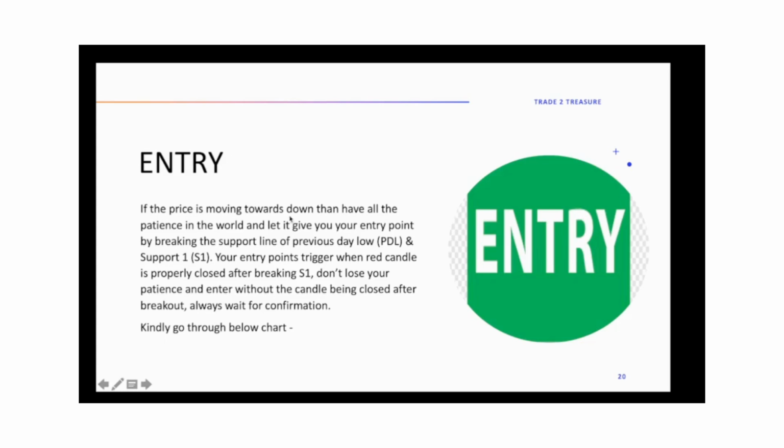If the price is moving towards down, then have all the patience in the world and let it give you your entry point by breaking the support line of previous day low and support 1. Your entry points trigger when red candle is properly closed after breaking S1. Don't lose your patience and enter without the candle being closed after breakout. Always wait for confirmation. Kindly go through the below chart.